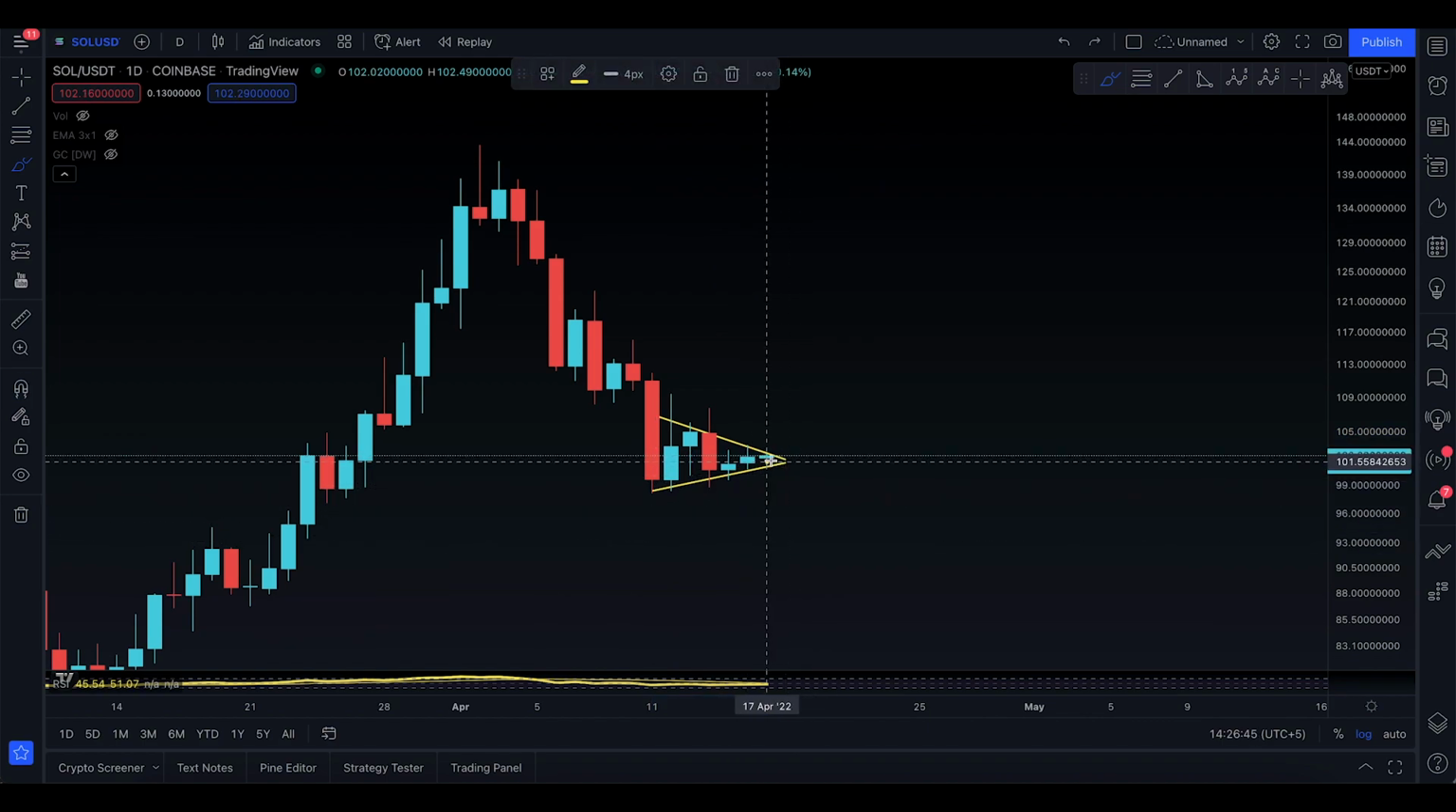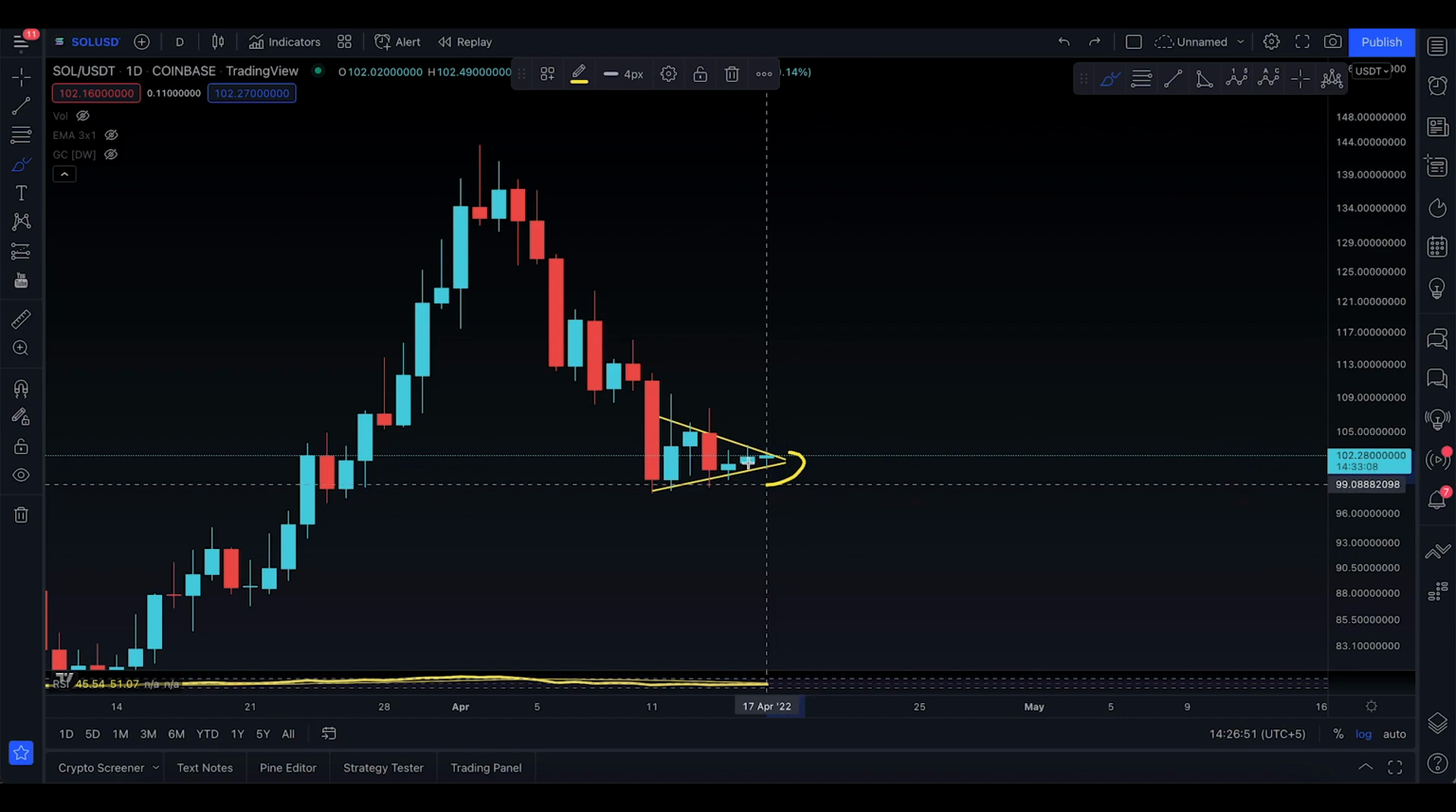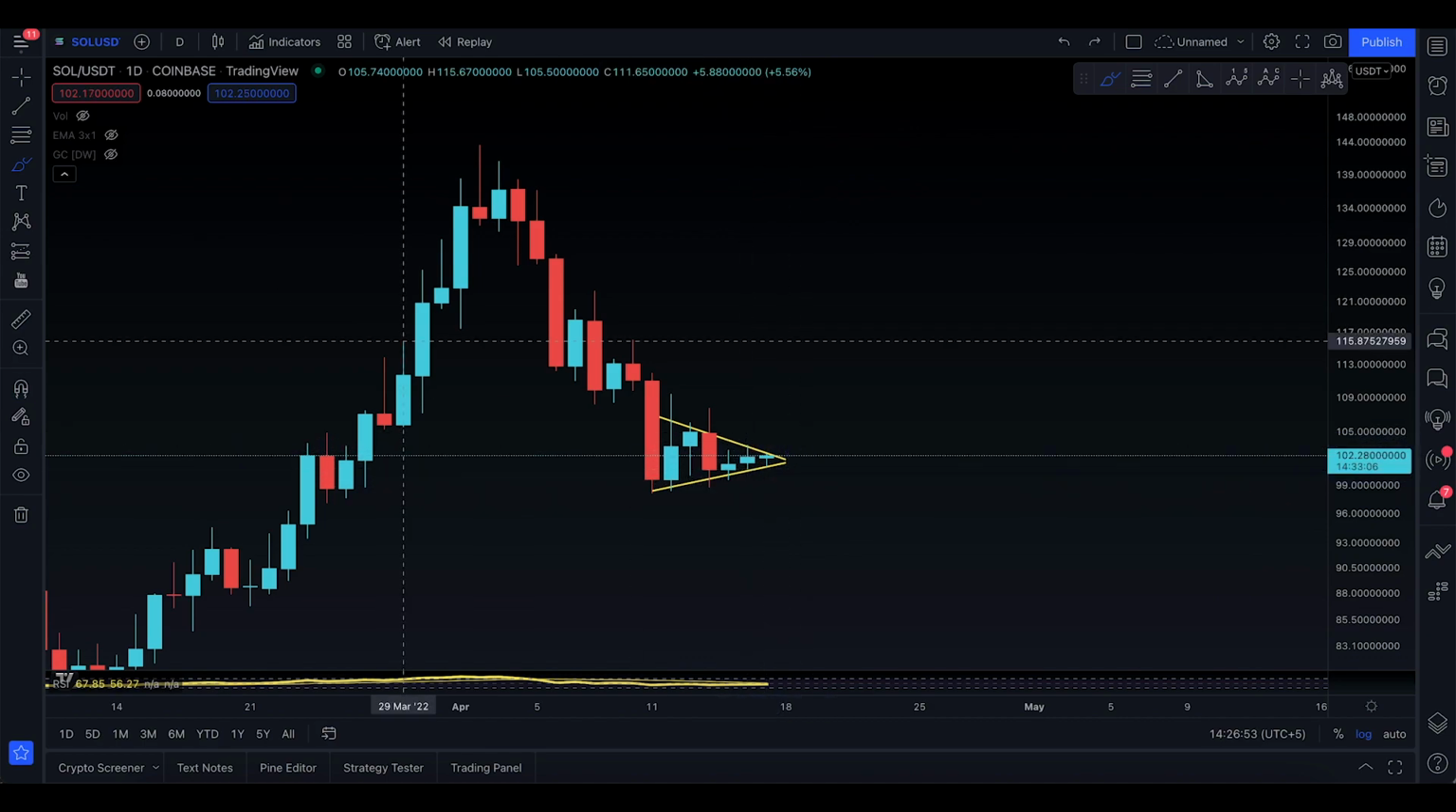Now it doesn't mean that you cannot break to the upside. If you start to break to the upside, you might fly all the way to the upside as well. So it's all about decision time here at the end of the apex.